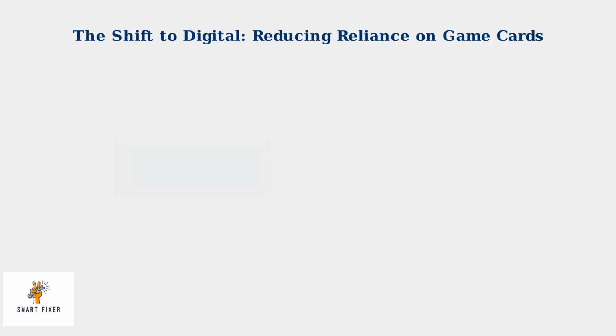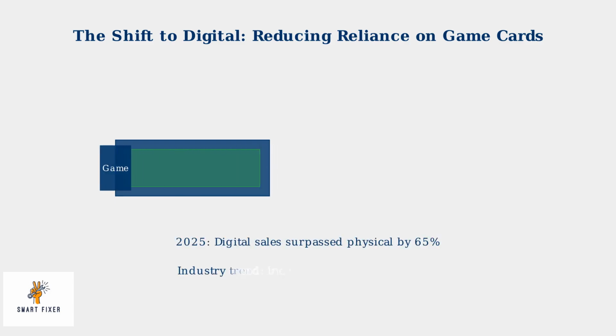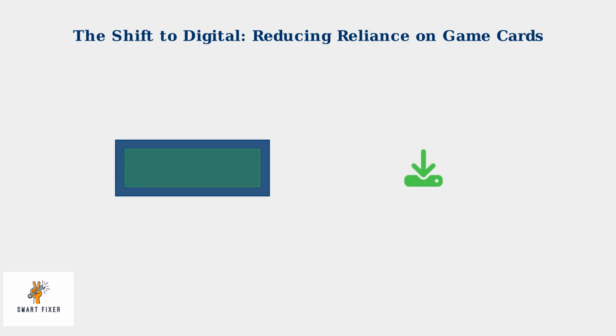The gaming industry is increasingly moving towards digital distribution. In 2025, digital game sales for Switch 2 titles surpassed physical sales by 65%. This shift reduces the need for physical game cards and eliminates the risk of encountering reading errors. Embracing digital downloads or cloud gaming services can bypass the need for physical game cards altogether. Instead of inserting a cartridge, players can download games directly or stream them from the cloud, avoiding mechanical issues entirely.